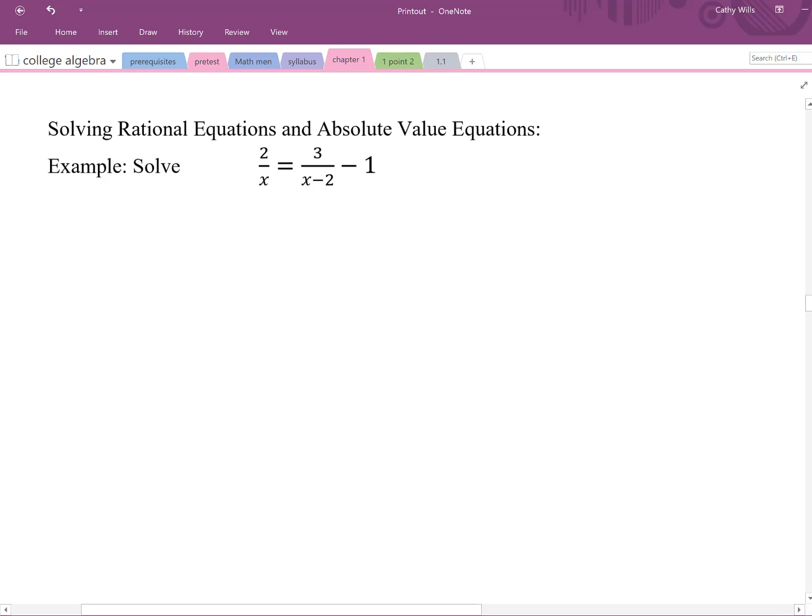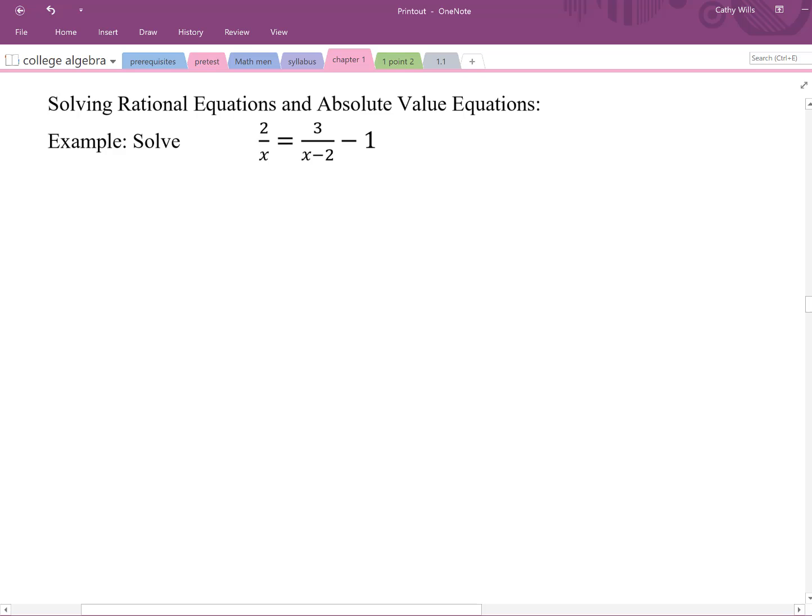Okay, so I'm skipping example C for the moment because I don't have my book with me and I don't know what that problem was actually supposed to be. So we're just going to move on here and do the next few things, and then we'll come back to that in another video at the end. So, solving rational equations and absolute value equations.